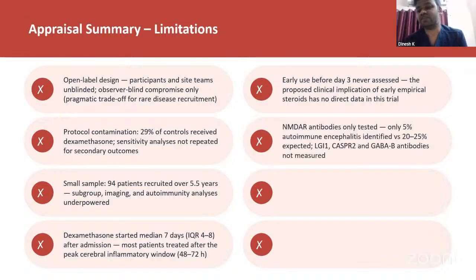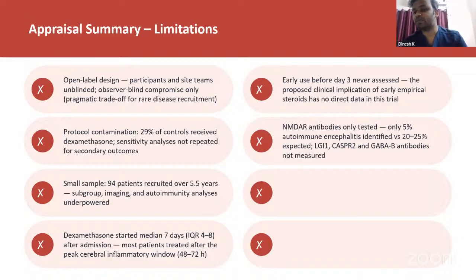And coming to autoimmune encephalitis, they checked only NMDR. They haven't checked the other types of autoimmune encephalitis like CASPR, GABA B, and LGI. That is one thing. And the second thing is the incidence of autoimmune encephalitis was only 5% in this trial, but usually the incidence expected is almost 20 to 25%.